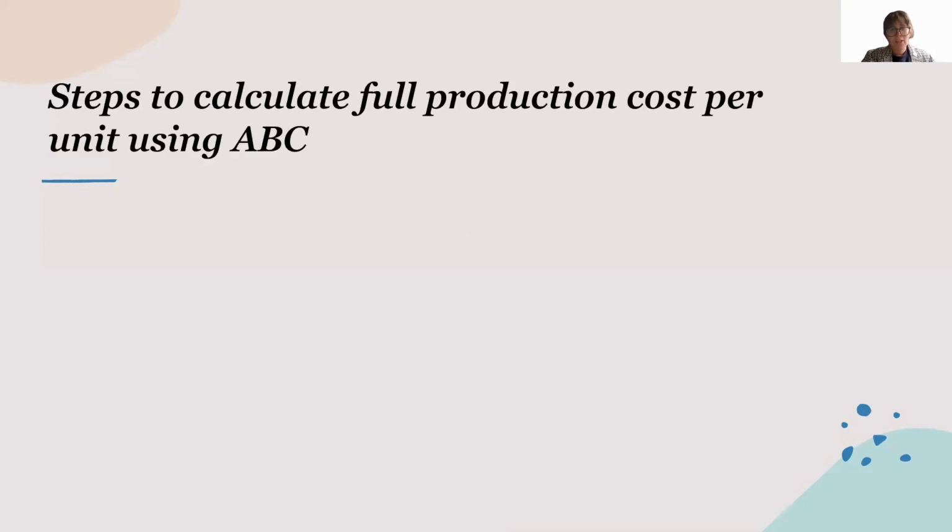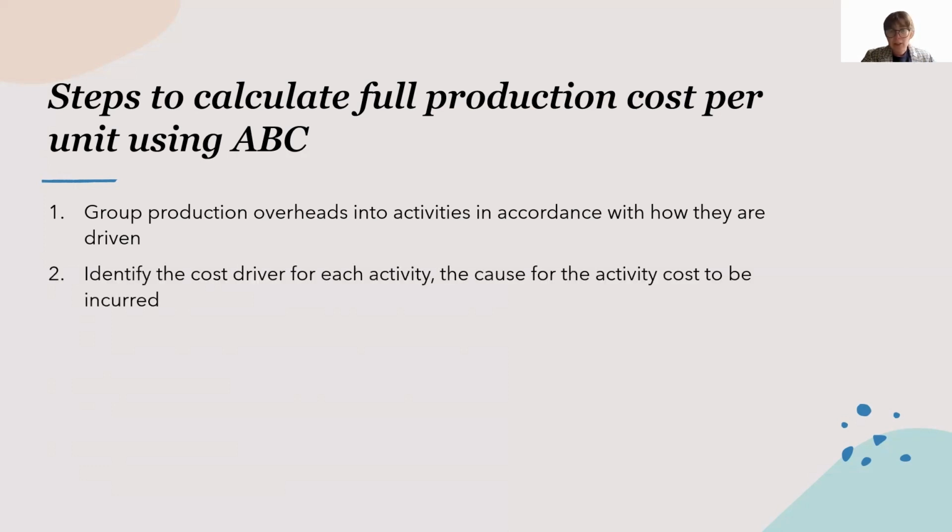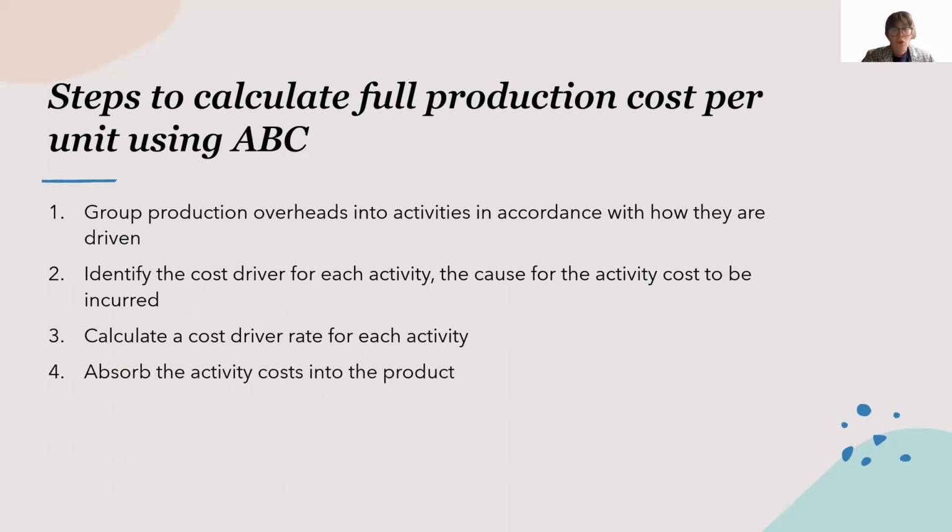So the steps that can be taken to calculate full production cost per unit using ABC. Step number one is to group any production overhead into activities in accordance with how they are driven. You then need to identify the cost driver for each activity, which caused the activity cost to be incurred in the first place. At this stage, you can then calculate a cost driver rate for each activity and also absorb the activity cost into the product. The final step, step number 5, is to then calculate the full production cost and or the profit or loss.